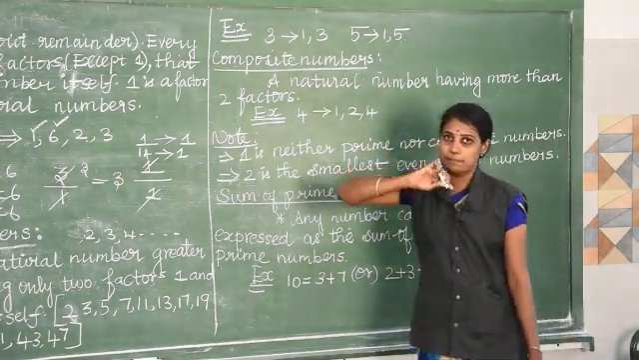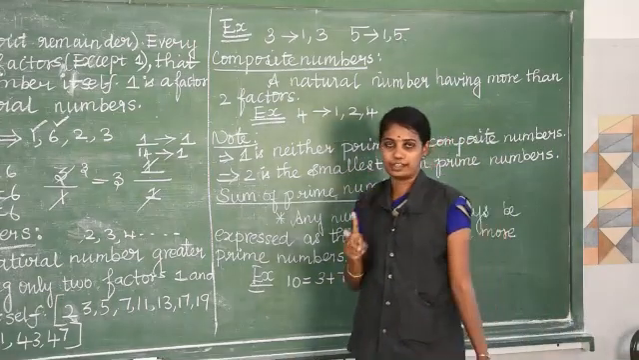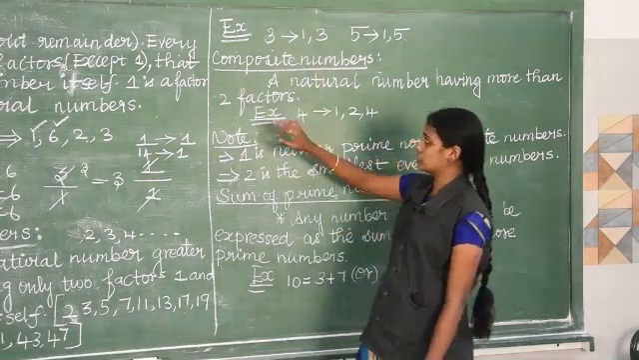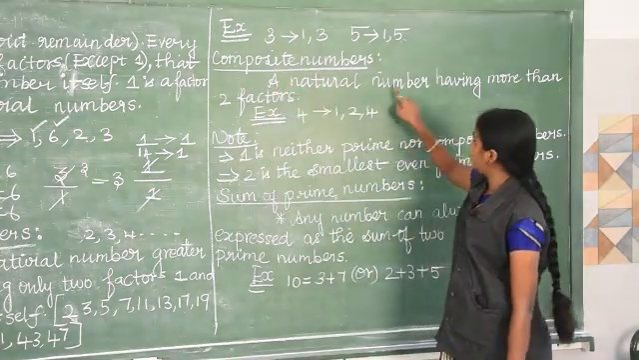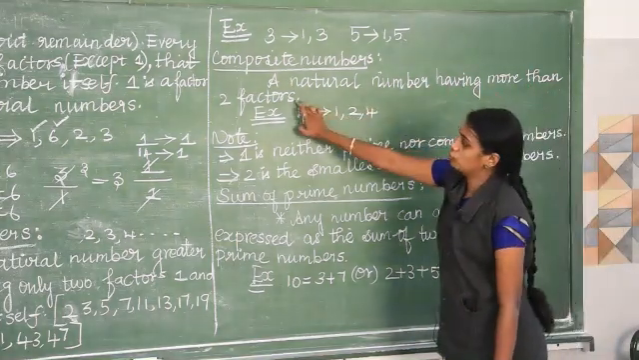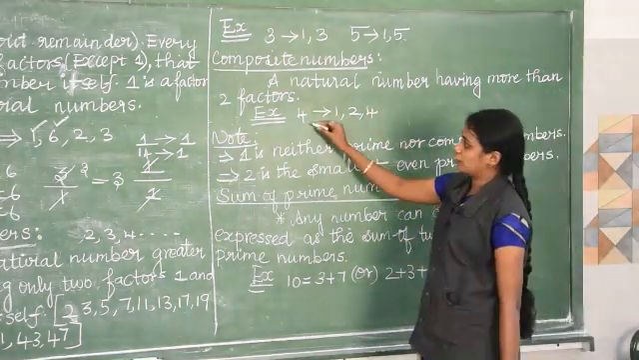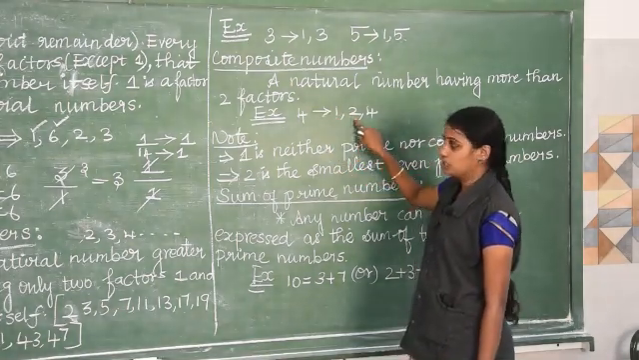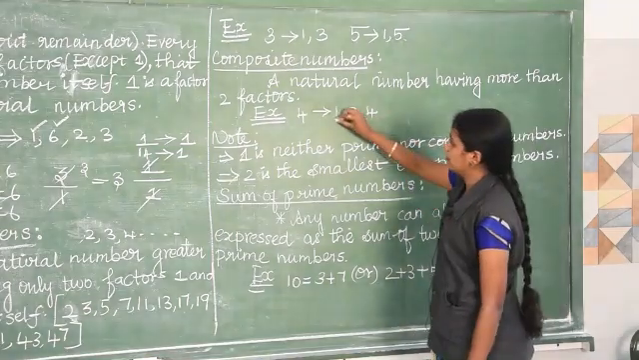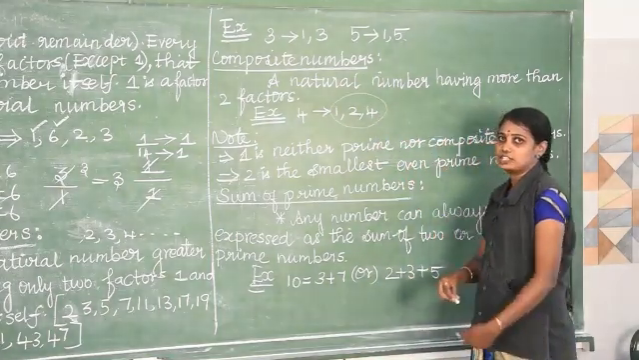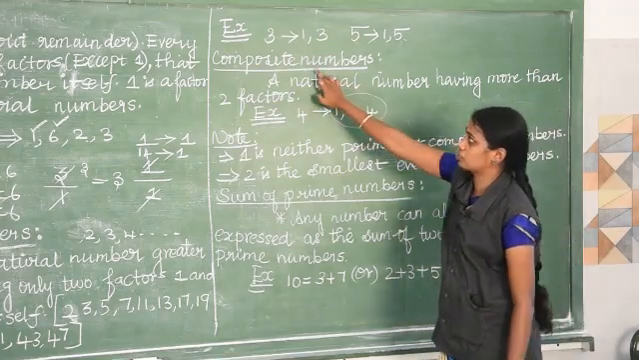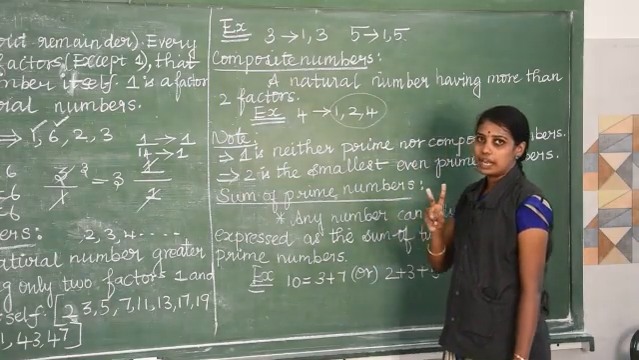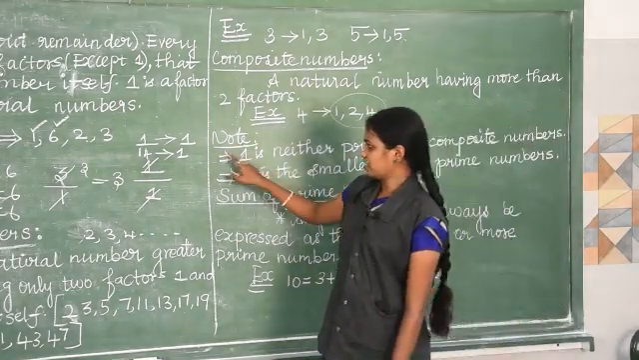Next, composite numbers. If you have more than two factors, meaning 3, 4, or 5 factors, that is a composite number. Listen to me: a natural number having more than two factors. For example, number 4 will come in the one table, 2 table and 4 table. How many factors are here? 3. So if you have more than 2 factors, that is called a composite number. If you have only 2 factors, that is called a prime number. This is an important point.